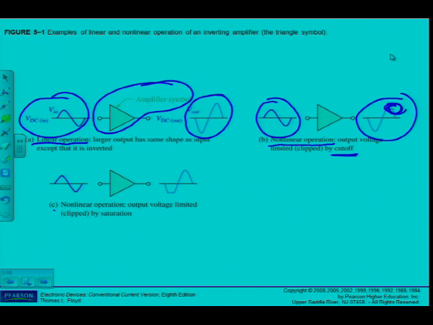Anyway, the last one, the nonlinear operation. Input signal, output signal. In this case, you can see it's clipped at the bottom, which means that it goes into saturation, which is on the top of my load line, but it shows at the bottom of the output waveform because it is 180 degrees out of phase.